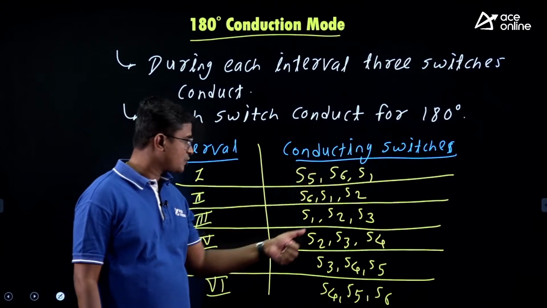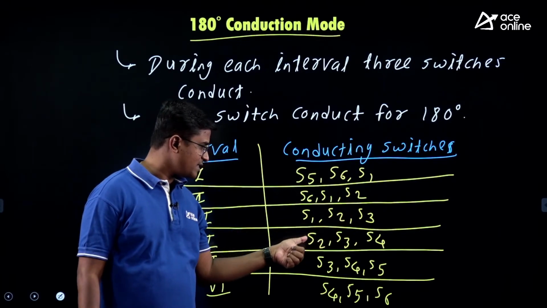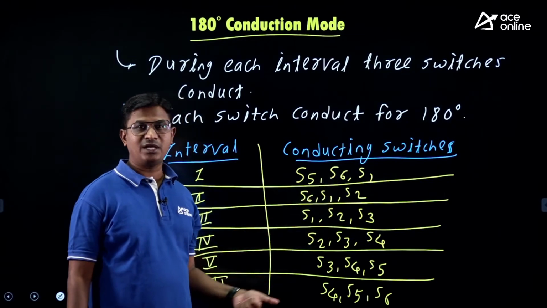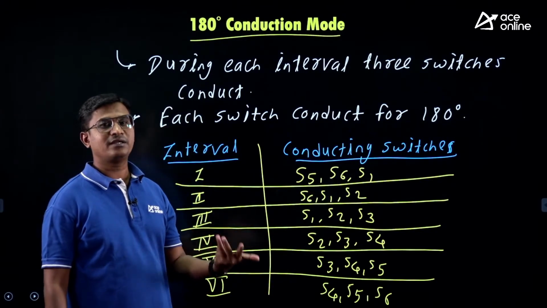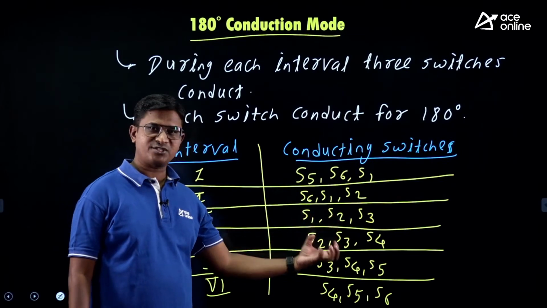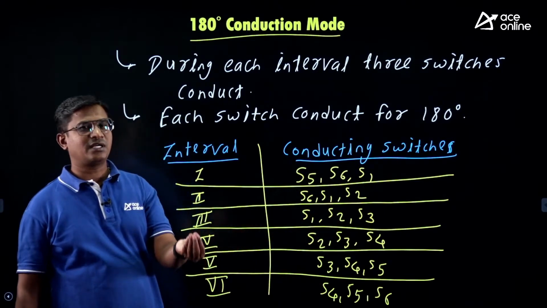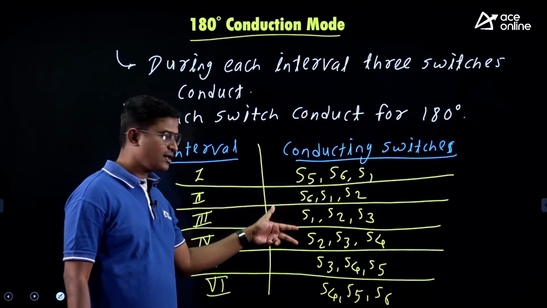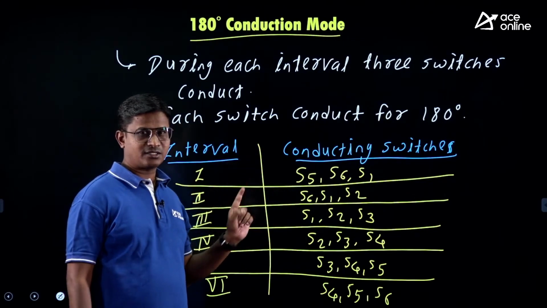Similarly you can check S2. Here S2 is present, here S2 is present, here S2 is present. So S2 also conducts for 3 intervals. So 3 intervals means how much angle? 180 degrees. Similarly you can check S3, S4, S5 and S6, okay. Each switch conducts for 180 degrees. At any instant of time, 3 switches will be in a conduction mode, right?